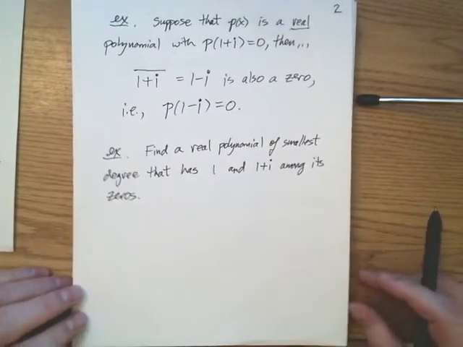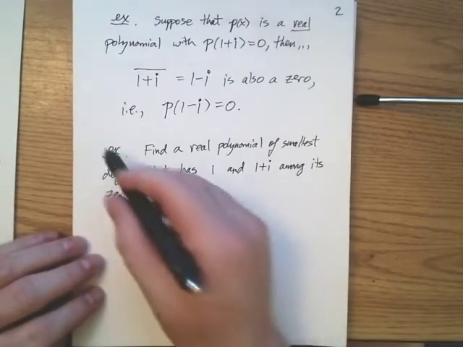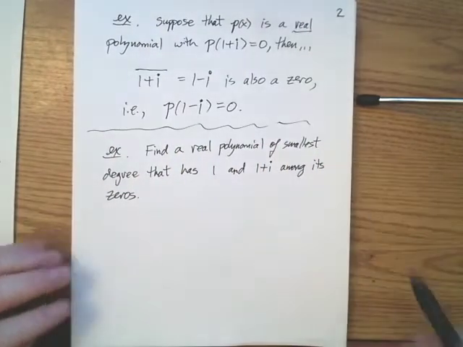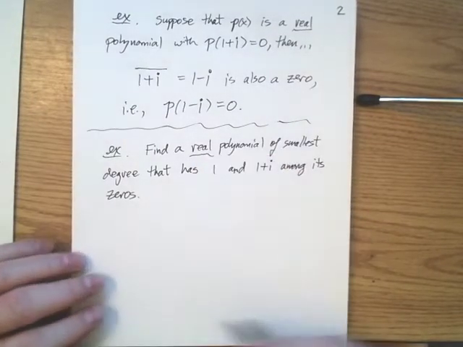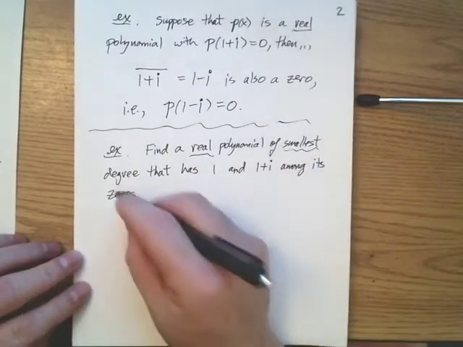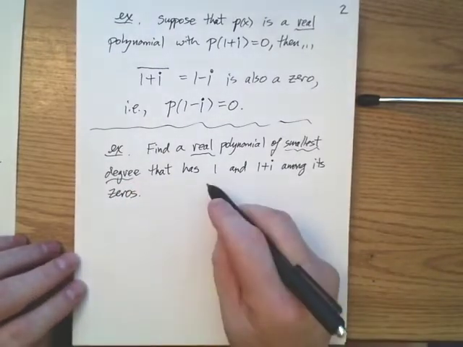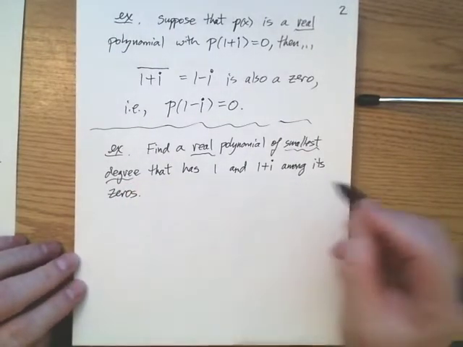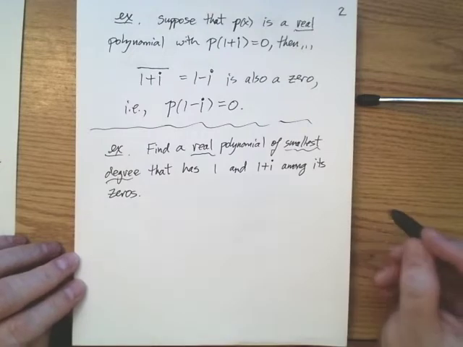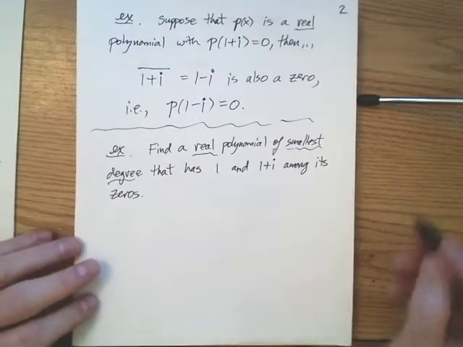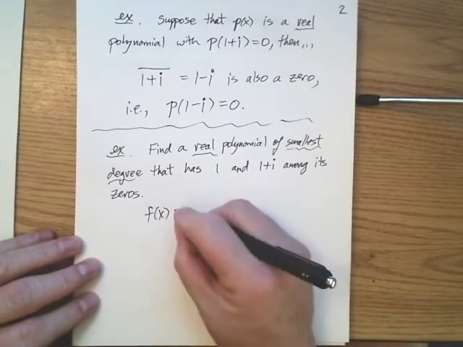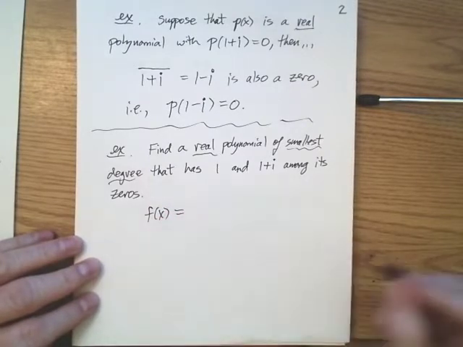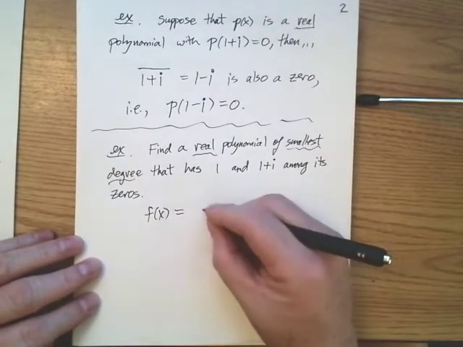Okay? All right. Now, let's look at some questions of a type that will be on the exam when it comes. Here's a question. Find a real polynomial of smallest degree that has 1 and 1 plus i among its zeros. Okay? Well, we'll give this a name. We'll call it f of x, say. I'll leave a little gap here after the equal sign. I'm going to show you why in a second.